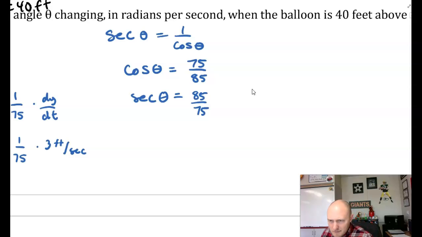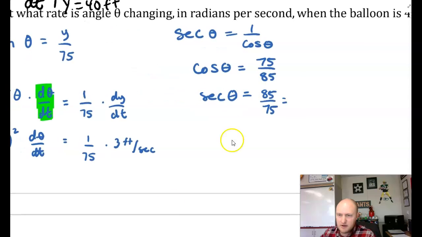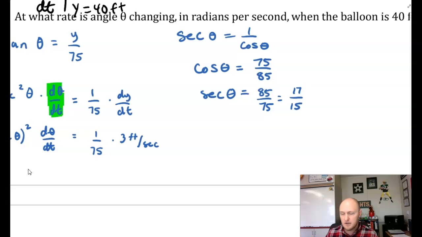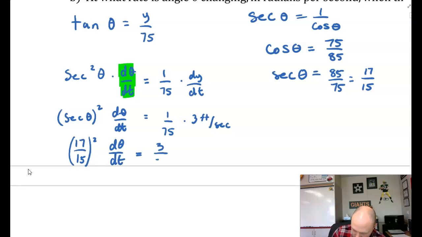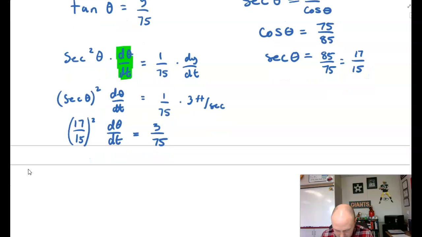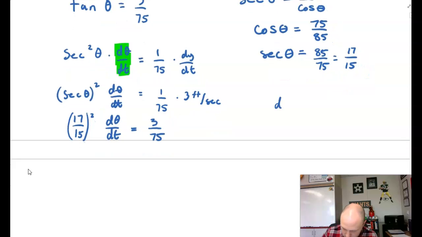All right. Okay. So I can go ahead and reduce that by 5, that's going to be 17 over 15. Okay, so I found secant theta using my given information, right triangle trigonometry. So we have 17 over 15, quantity squared, d theta dt, and this is equal to 3 over 75. Okay, and I'm going to go ahead and just solve.